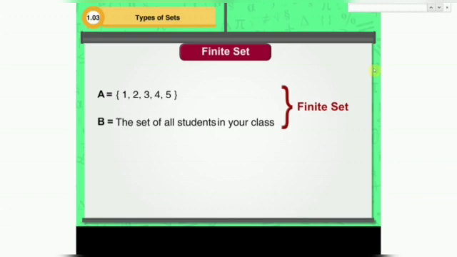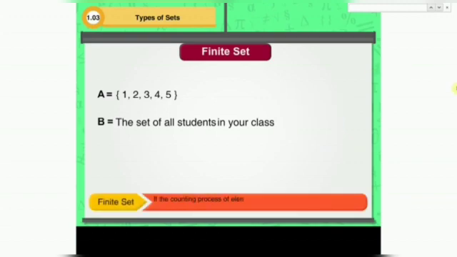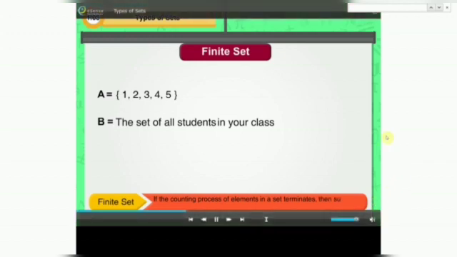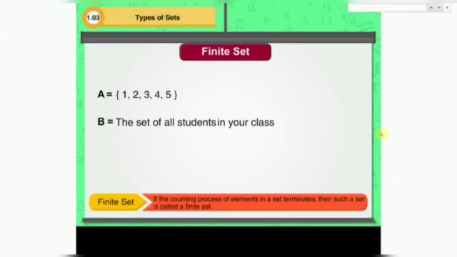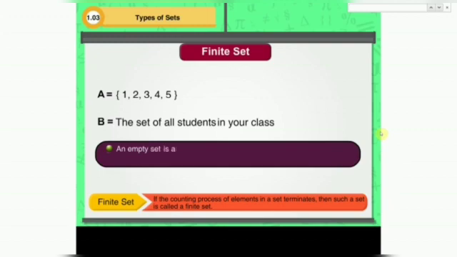Observe the following sets. 1, 2, 3, 4 and 5 are the elements of set A. B is a set of all students in your class. In both these sets, we can count the number of elements of the set A and B. Hence, they are called finite sets. If the counting process of elements in a set terminates, then such a set is called a finite set. An empty set is also a finite set since the counting process of elements terminates in the beginning itself.